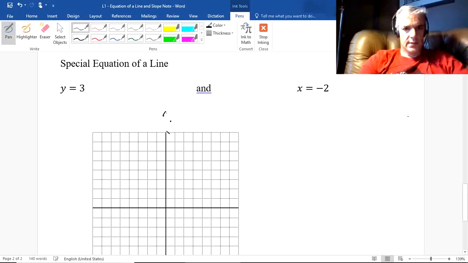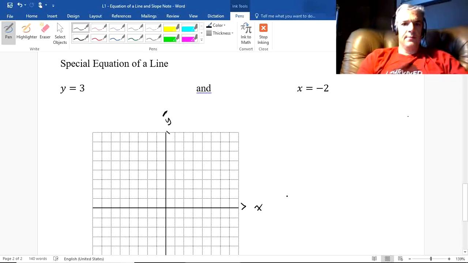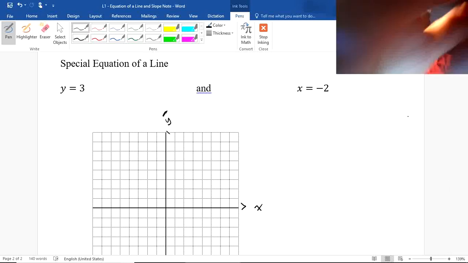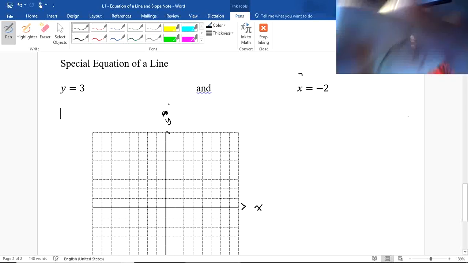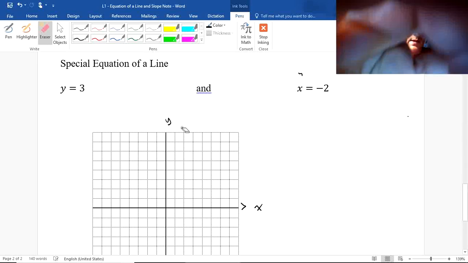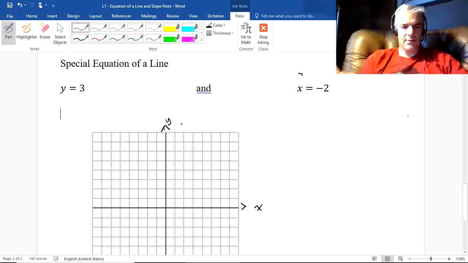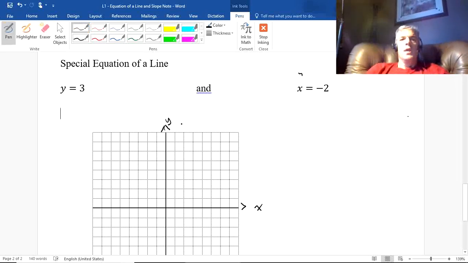This is my y-axis, and this is my x. For some reason, when I go to draw these, I'm not sure. Let me try to erase that. There we go. I think if I draw my grid points just a little bit off, it works.